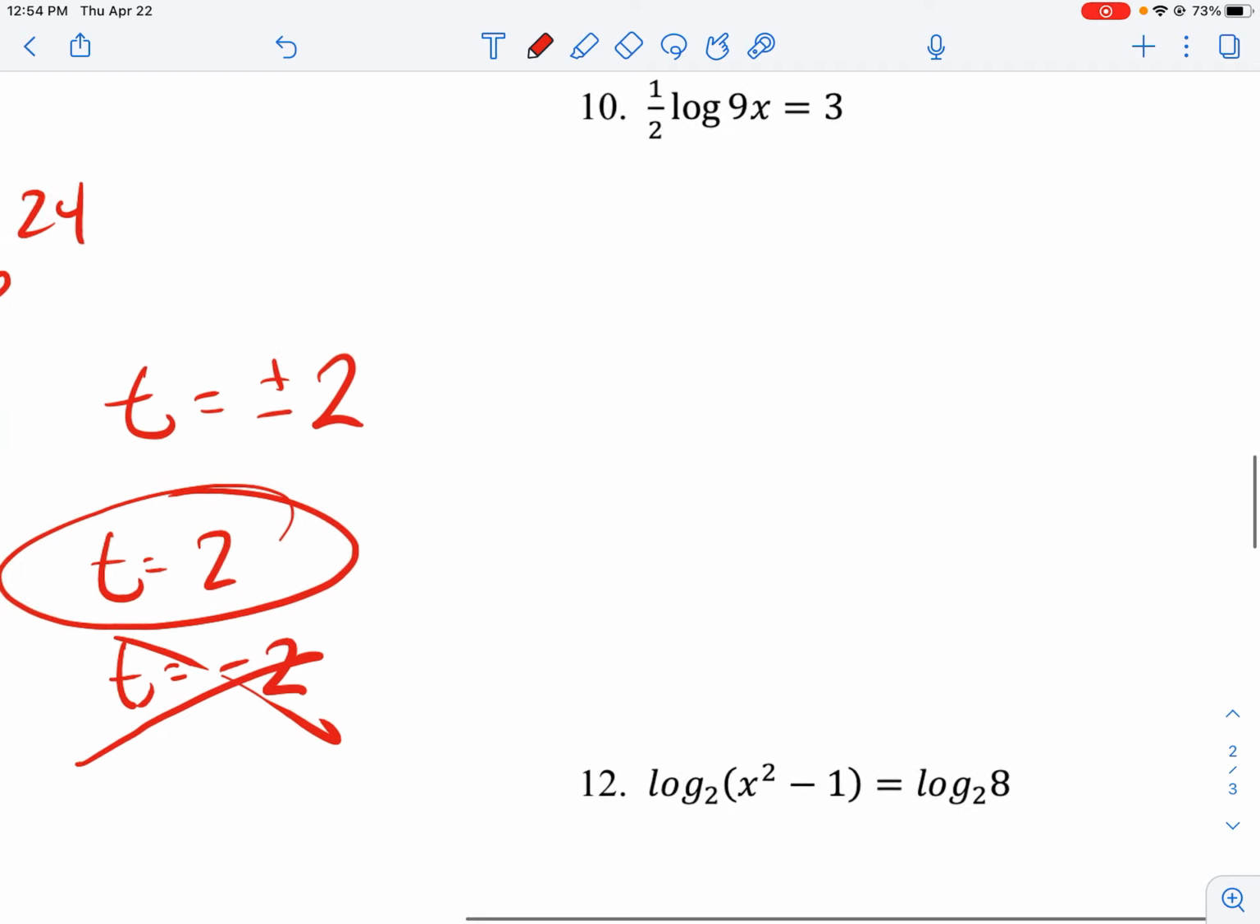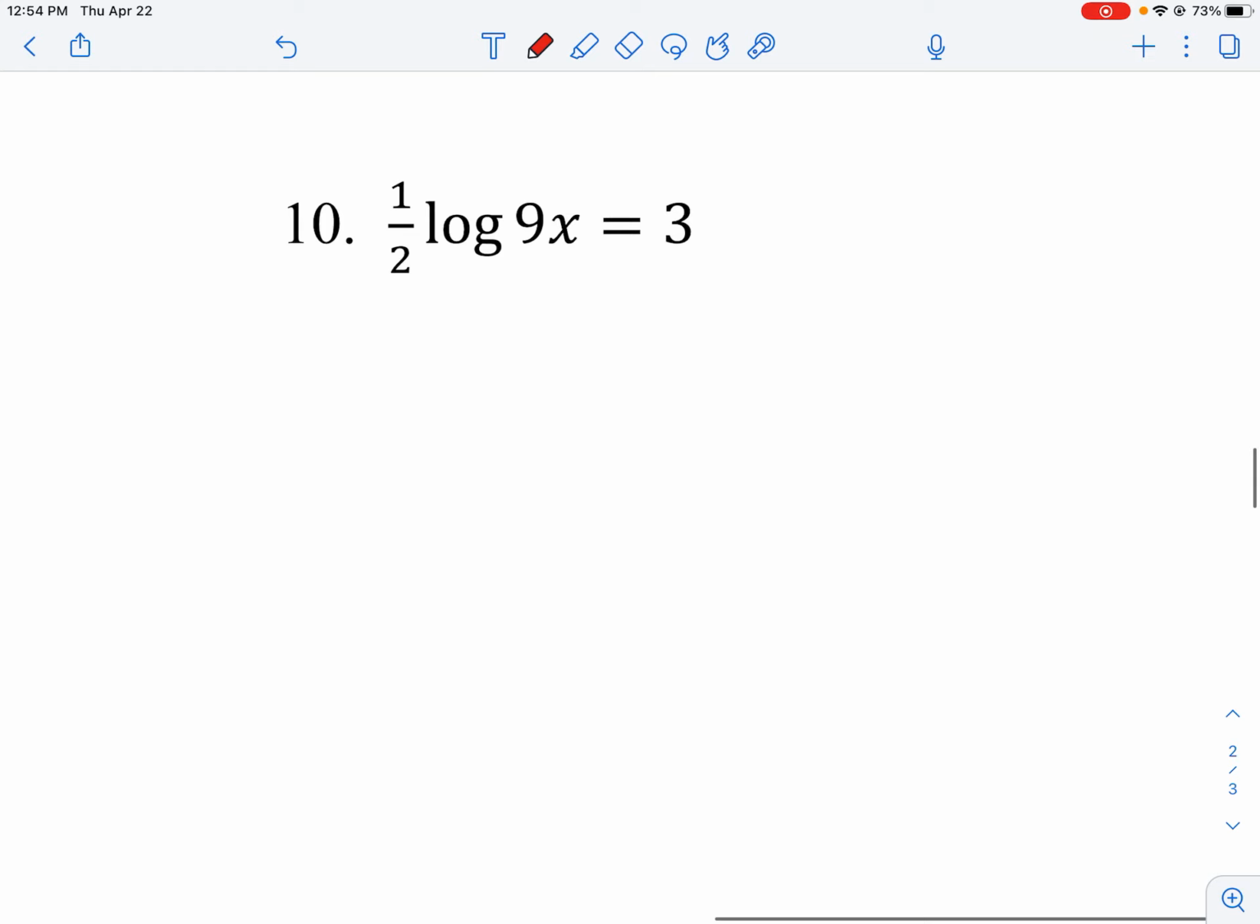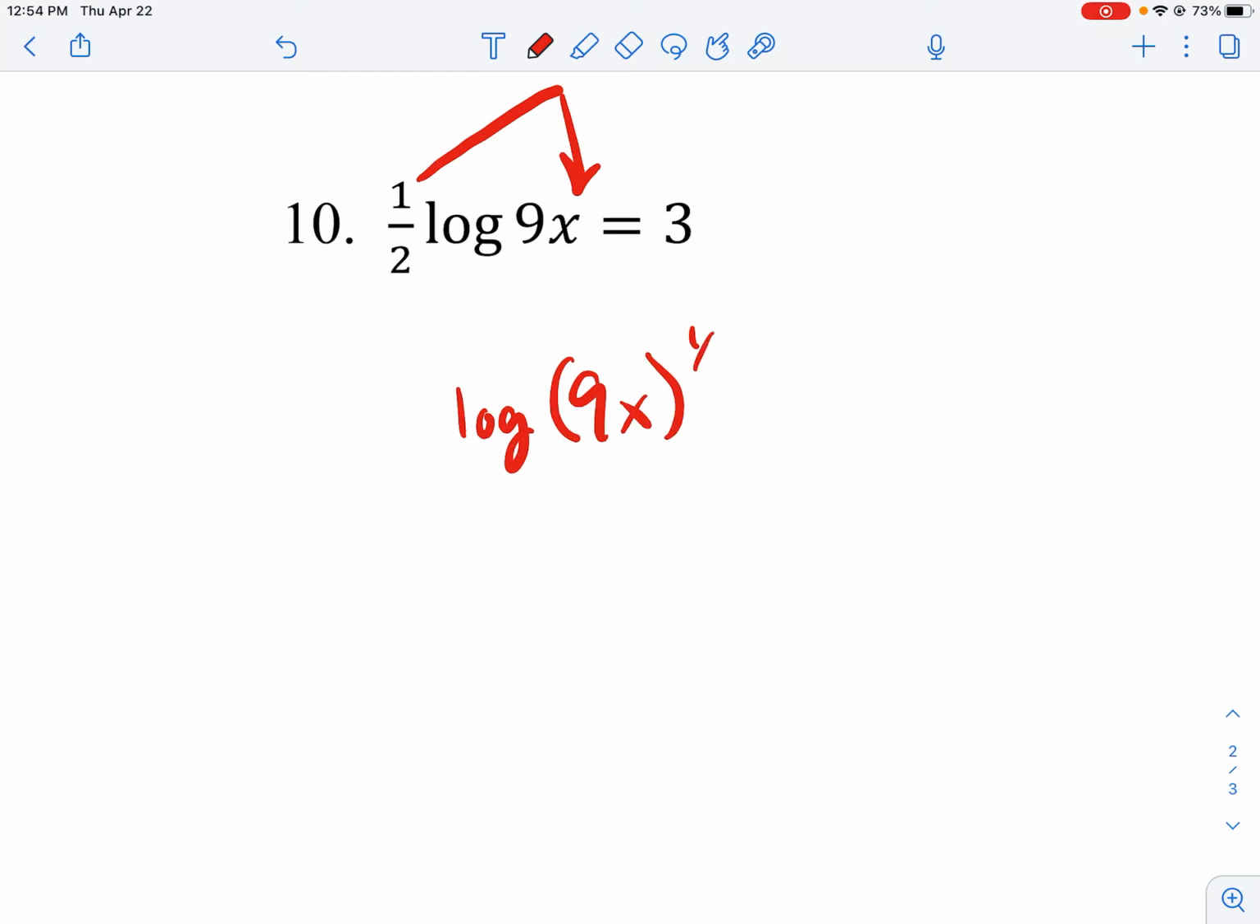Okay. Number 10. All right, we're going to have to work backwards here. So I want to get this written so it's just a single log. So I'm going to take this guy and put him back on that 9x. So log of 9x all raised to the 1/2 power is equal to 3. Okay. And then, knowing that this is a square root, I'm going to go log of the square root of 9x is equal to 3.